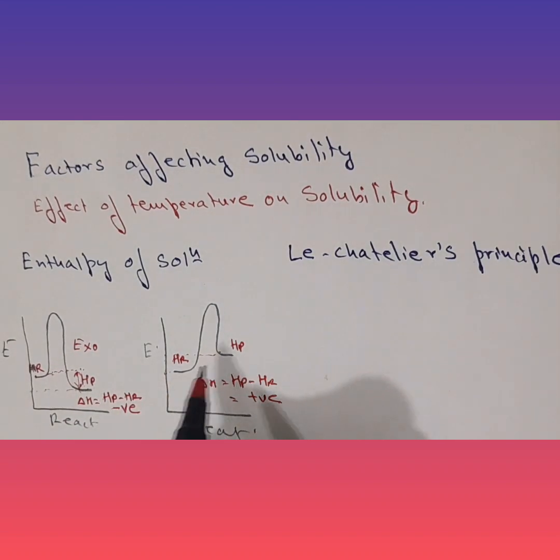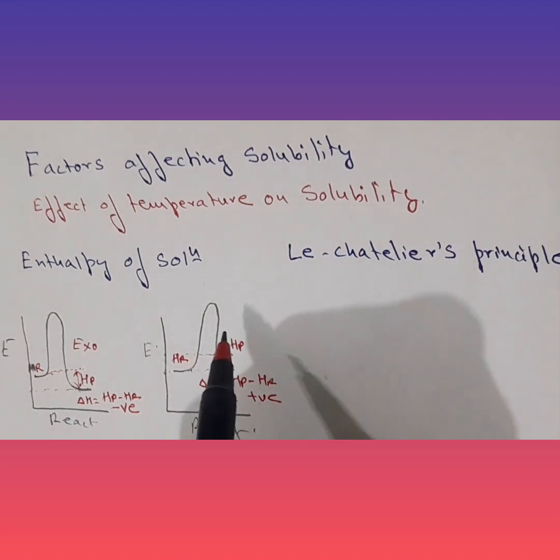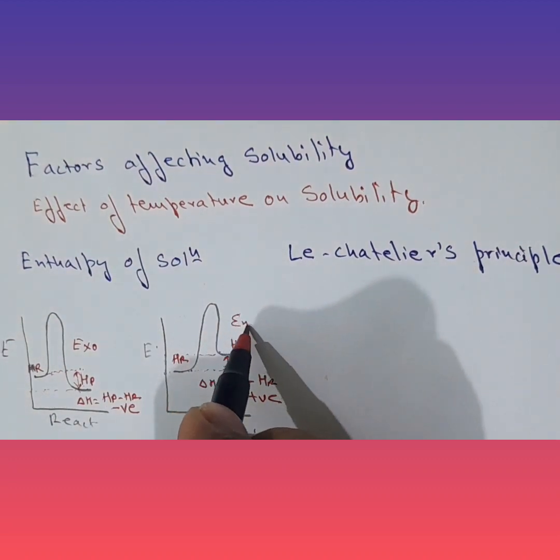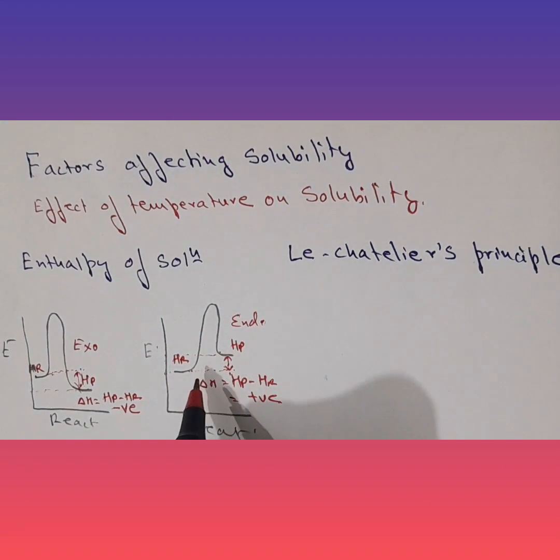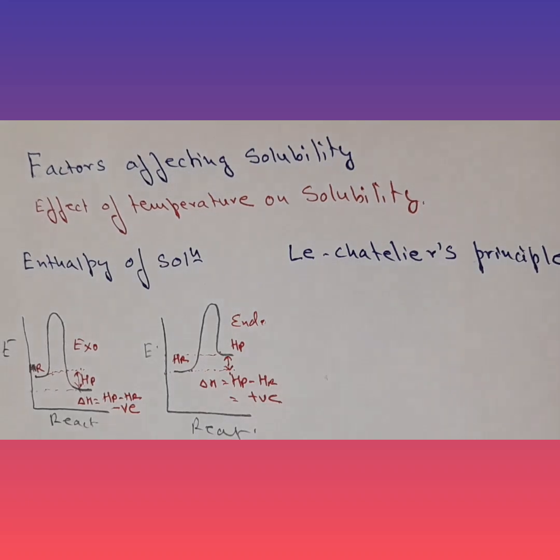Whereas in case of an endothermic reaction, this was the energy possessed by the reactant. Now the product has this much energy greater than that of the reactant. So it has taken energy from the system. Since it has taken energy from the system, this is an endothermic reaction, and since it is an endothermic reaction, the system gets cooled. So that is about exo and endo.